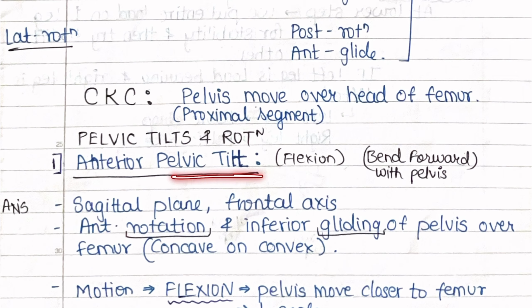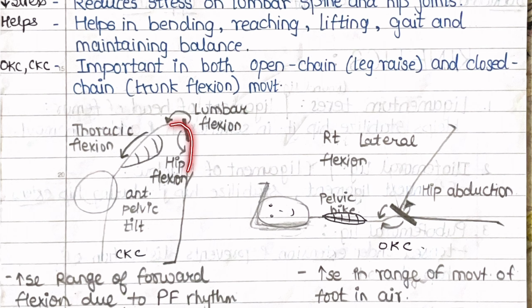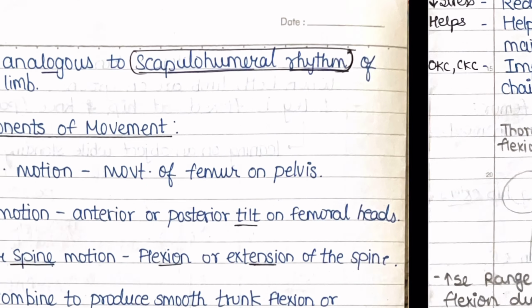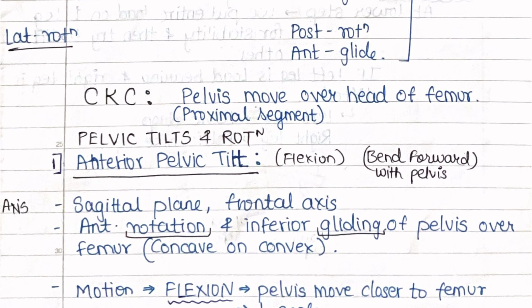So firstly let us cover the tilts. The pelvic tilt includes anterior pelvic tilt. Anterior pelvic tilt happens in flexion. When we bend forwards with the pelvis, here we are doing flexion of the spine or the pelvis, so there is anterior pelvic tilt. Here the proximal segment is moving, not the distal segment, as the distal segment is fixed. The open surface to move is the pelvis. So anterior pelvic tilt happens in flexion, bending forward with the pelvis.